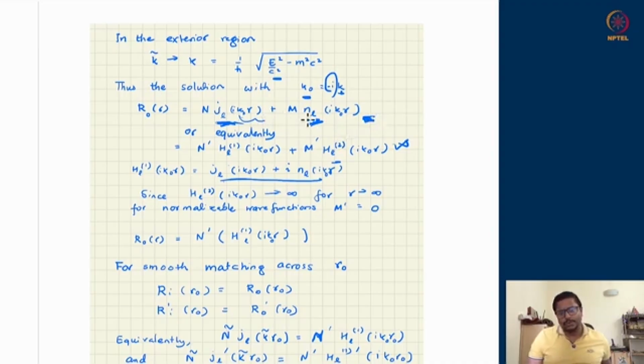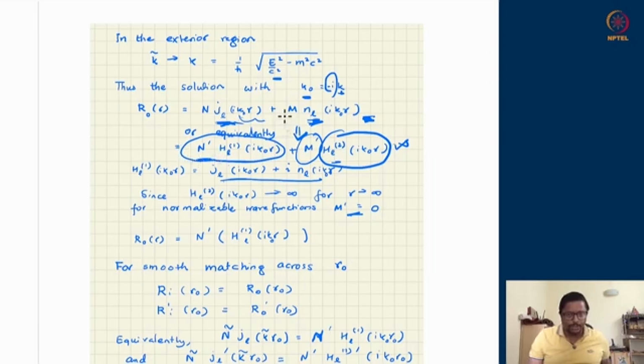This remains true, but I do not know whether this combination is finite everywhere else or not. And actually it is not, because this becomes very manifest if I write in terms of this variable. Again, the second piece here diverges when r tends to infinity. At infinitely away, my wave function will diverge. Again, that I do not want. So that means the coefficient of this should be 0. So n prime should be 0, and I should be left with only n prime with the first Hankel function.